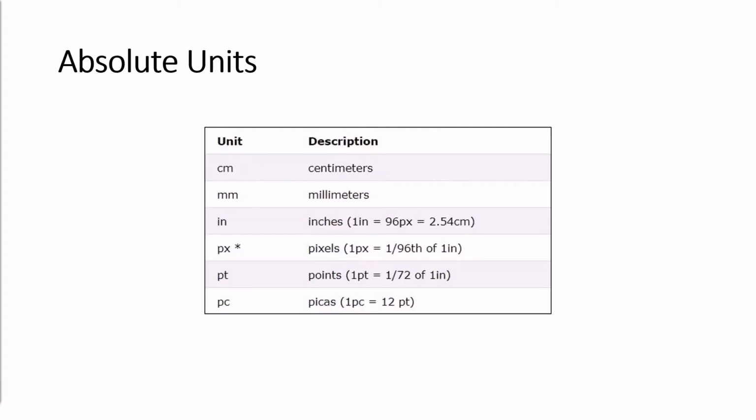So here are some examples of absolute units. We have centimeters, millimeters, inches, pixels, points, and picas. So basically, once we use these units, they will stay the same, no matter what type of medium or what type of device we are using. There are some explanations here on their conversions.